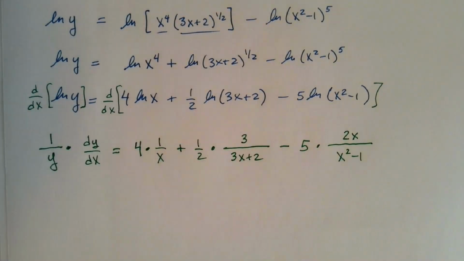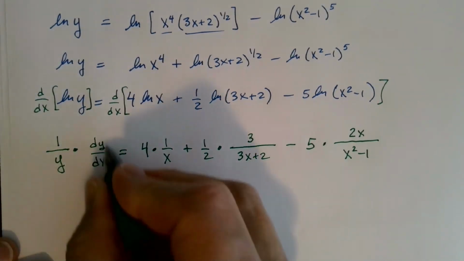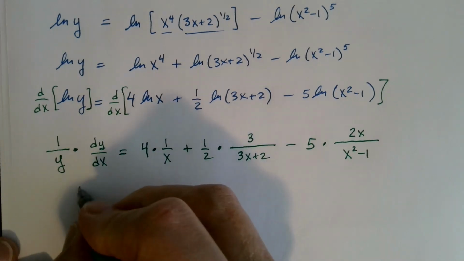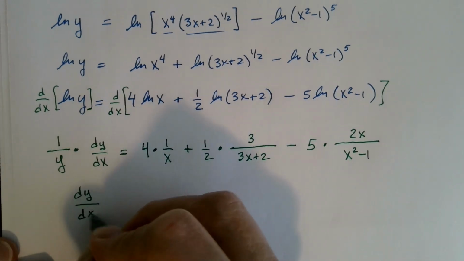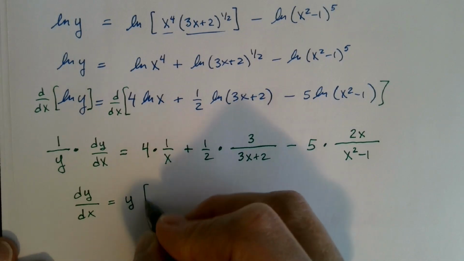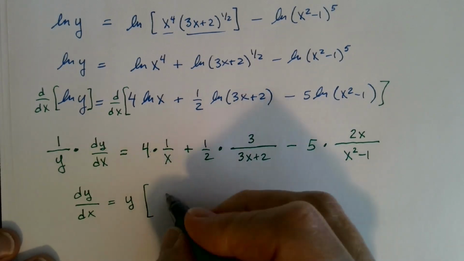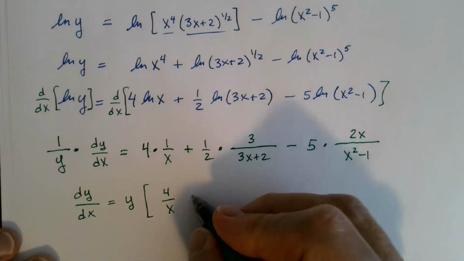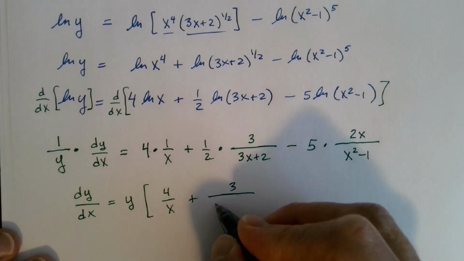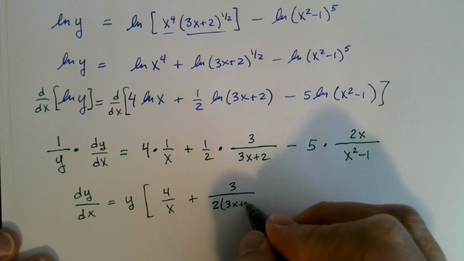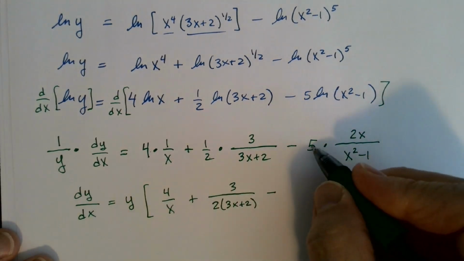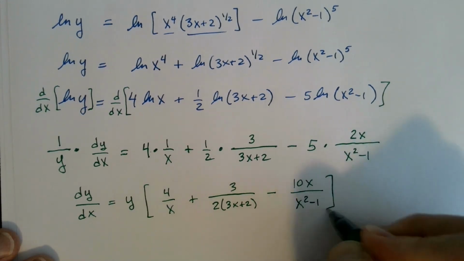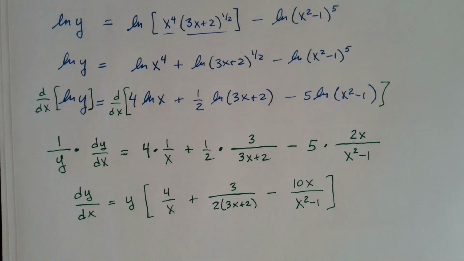Okay, so I'm going to do two things. First of all, to solve for dy dx, what do I need to do? I need to get rid of this by multiplying both sides by y. So I've got dy dx is y times what? Well, let's clean this up. 4 times 1 over x is 4 over x. 1/2 times 3, I just have 3 over 2 times (3x plus 2), minus 5 times 2x, 10x over x squared minus 1. Right? Okay. So I've simplified all that.